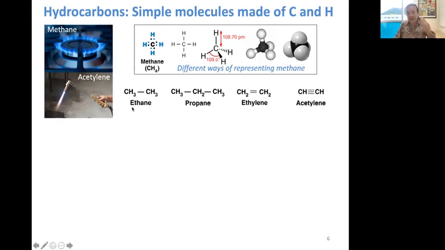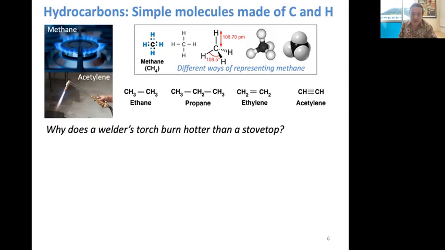So here are some examples of some simple hydrocarbons. Here we have ethane, propane, ethylene, acetylene. Just variations of C's and H's with different bonds. So here's a question. If they're all just C's and H's connected and overlapping in different ways, then why is it when you burn something like methane, and it's nice and hot to cook your food, for example, why does methane burn at a temperature that's lower than something like acetylene?